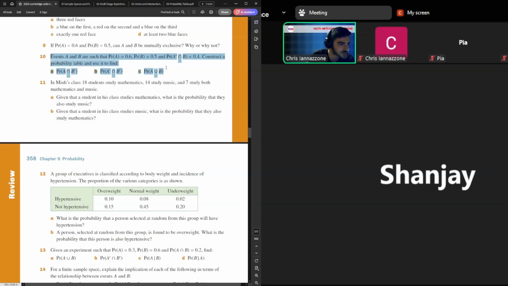Yes, we can. Construct a probability table. Cool. So starting from question 10, we have probability of A is 0.6, probability of B is 0.5, A intersection B is 0.4. Sorry, A not intersection B is 0.4. What I can do from here is just copy that down on some notes.